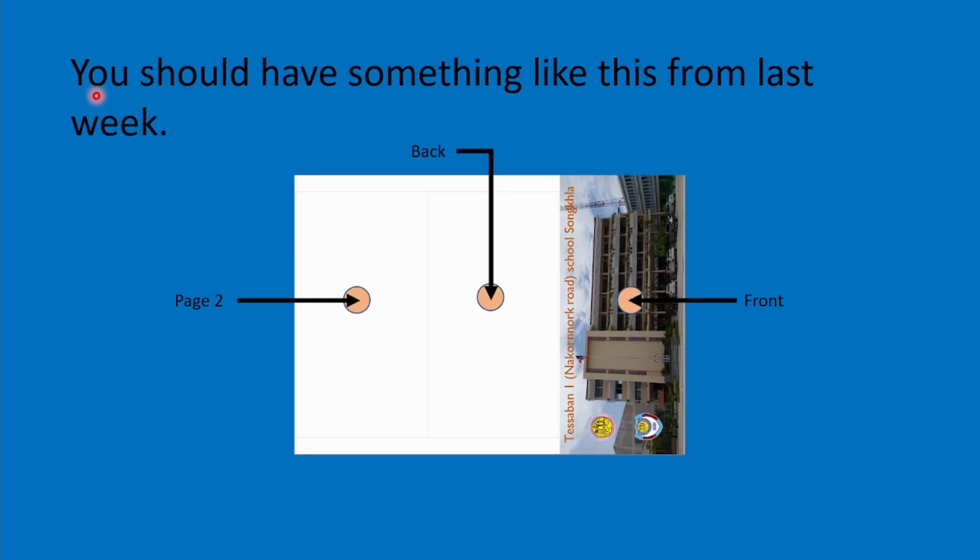This week we will make the back page and page 2 of our leaflet. You should have something like this from last week. So here we have page 2. The back page will be this middle section here. And last week you should have done the front page.